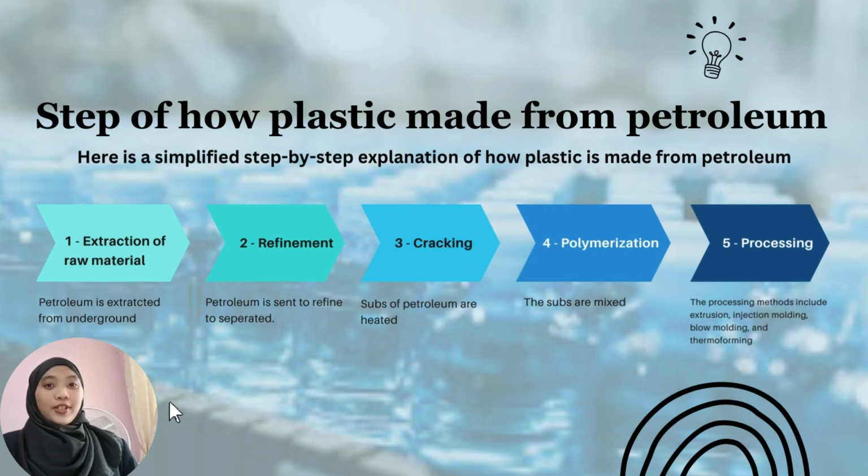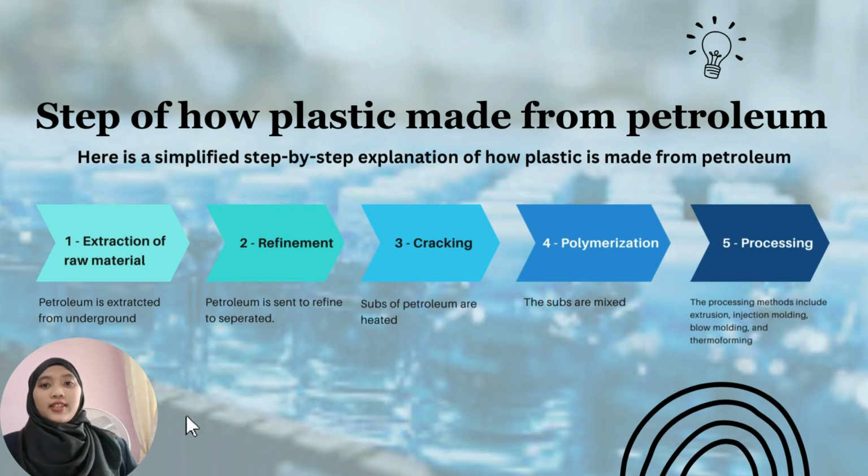The fifth step is processing. The polymers are then processed into different forms and shapes depending on the desired application. The processing methods include extrusion, injection molding, blow molding, and thermoforming. Extrusion is the process of forcing the molten polymer through a die to produce a continuous shape, such as a pipe or a film.